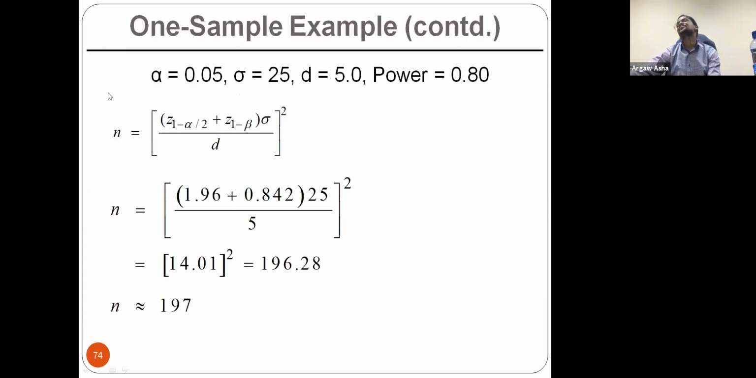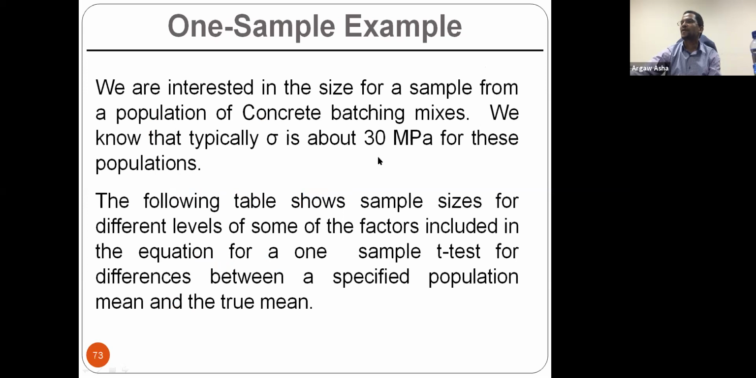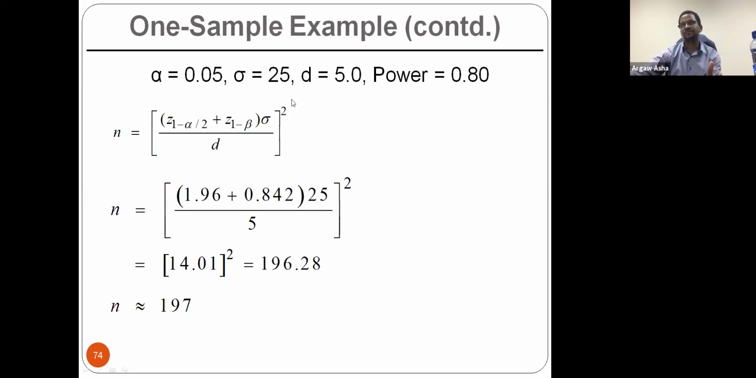For instance, alpha 0.05 is our type 1 error. And let us start with sigma 25. This is sigma, what is the given value? It is 30. Let us start from 25. Okay, D means we have two means, mean 1 and mean 2. Let us say the difference between mean 1 and mean 2 is 5. Power is 1 minus beta. So let us take 80%, which is 0.8.